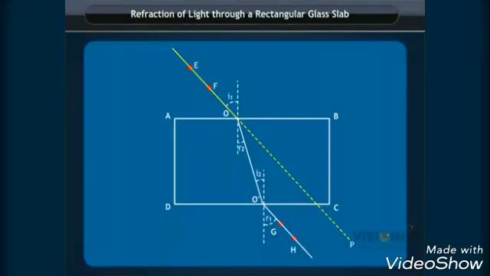From this activity, when a ray of light passes through a rectangular glass slab, it gets bent twice, at the air-glass interface and at the glass-air interface. The emergent ray is parallel to the incident ray and is displaced through a distance.